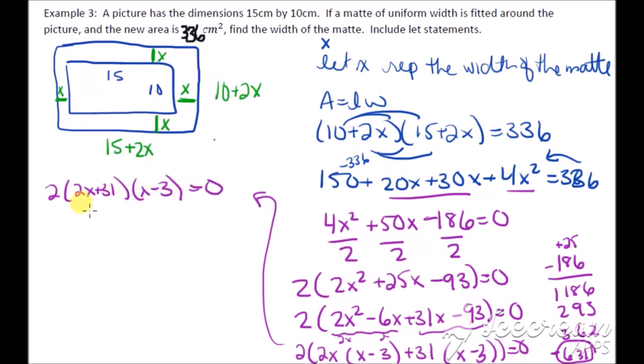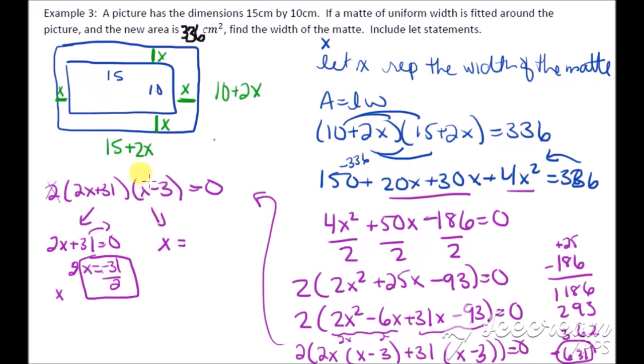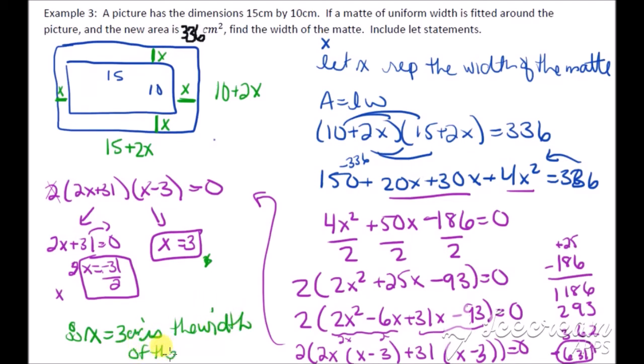So to find the actual width of the mat, we're going to solve for x. Remember, 2 doesn't have an x in it, so we don't have to actually solve for that. Now 2x + 31 = 0. We bring over the 31, and we divide out the 2. This is negative, so this is not going to be the width of the mat. But bring over the negative 3, we get x = 3. x = 3 is going to be the width of the mat. Therefore, x = 3 centimeters is the width of the mat.